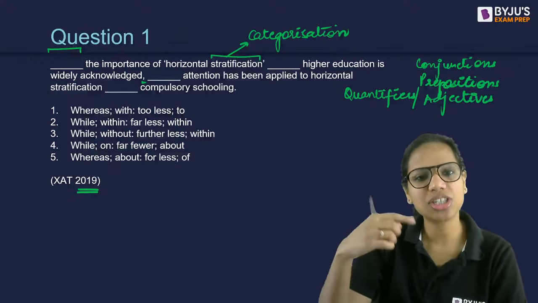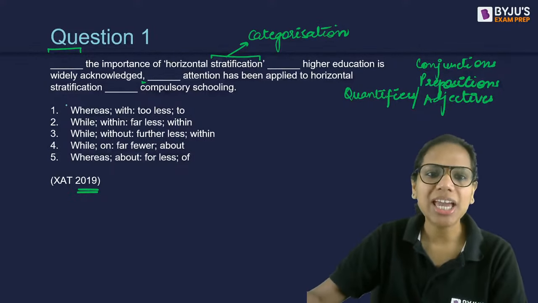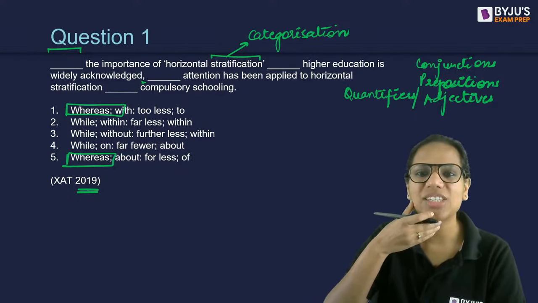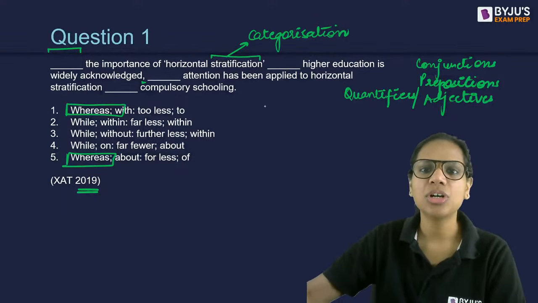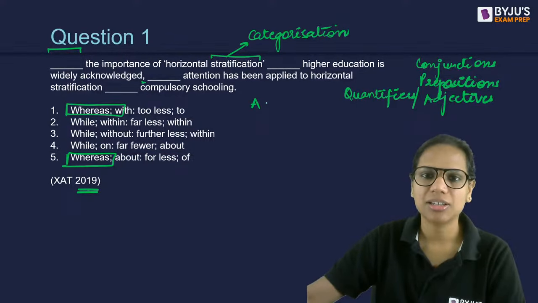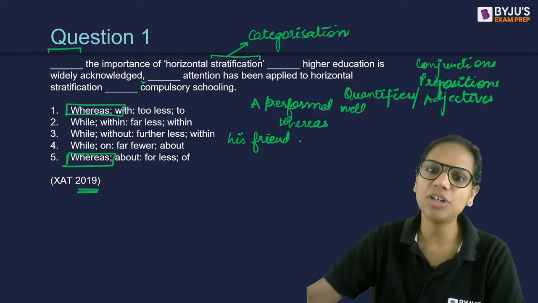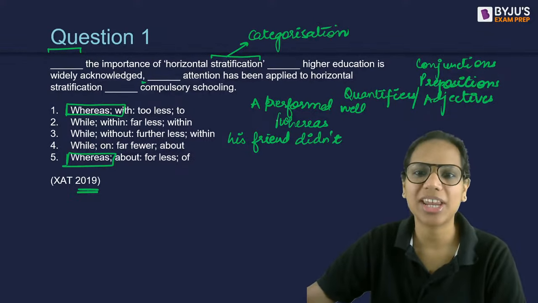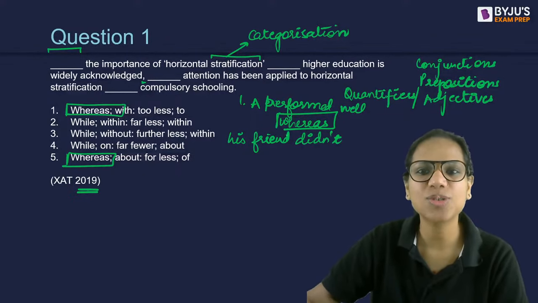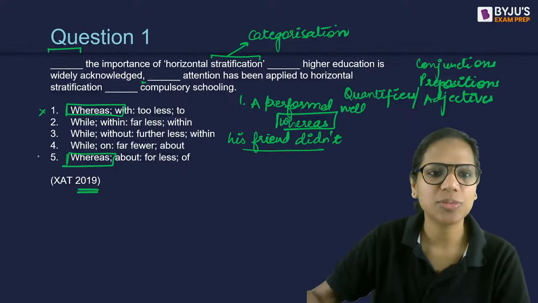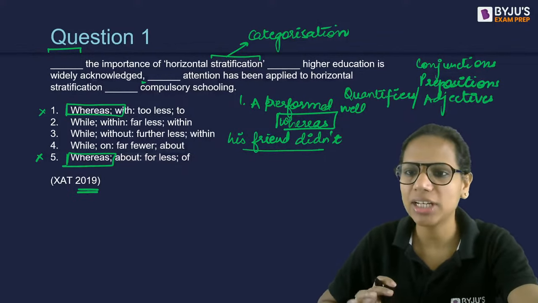I grasp it just on seeing the first word of various options. Okay. Can whereas fit here? Whereas it is known, whereas it is acknowledged. See, whereas is used, yes, in contrast. So let's say A performed well, whereas his friend didn't even appear for the exam. So this is how you use whereas, right? You give one situation, then you use whereas, and then you give the other contrasting situation. Here that is not happening. So the whereas structure becomes wrong right away. So I'm glad nobody said 1 and 5.